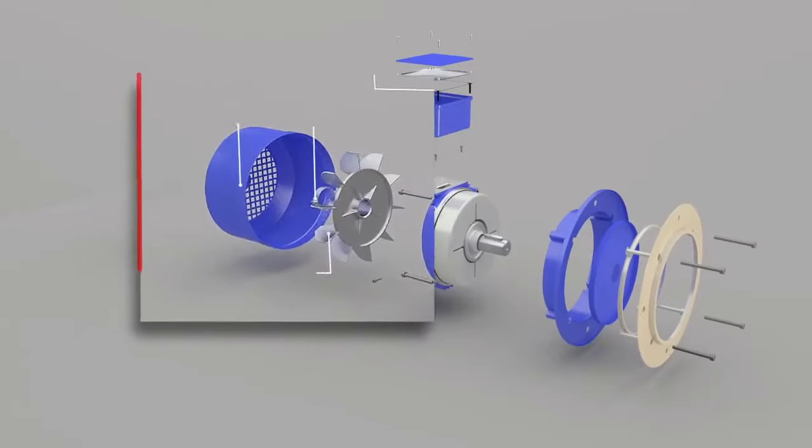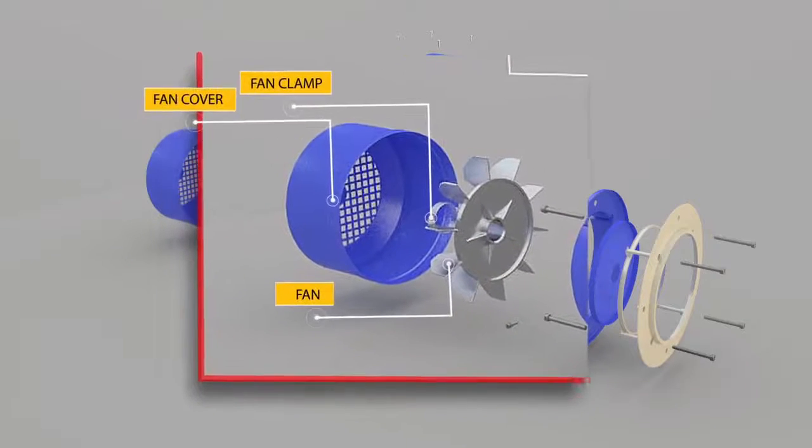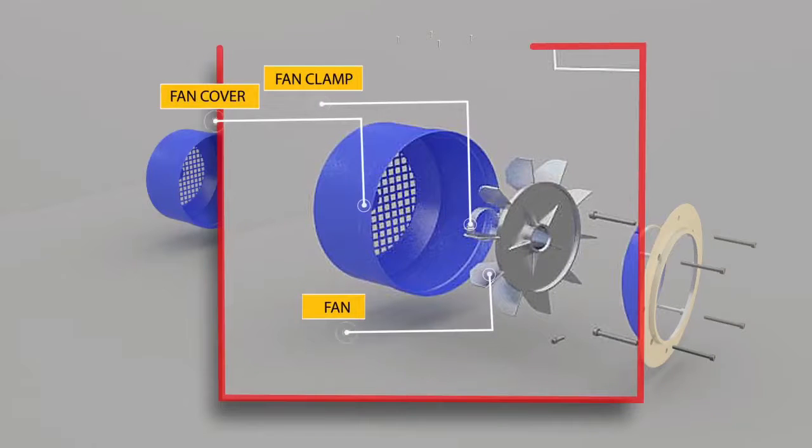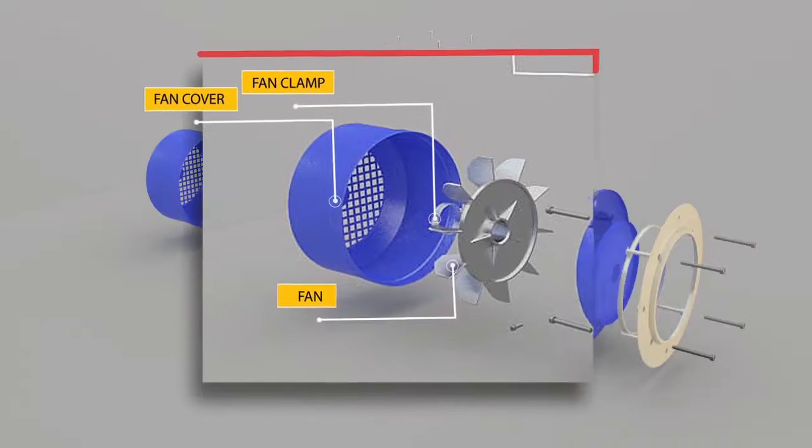The fan sucks air into the motor, blowing it around the outside of the case past the heat ventilating fins. If you've ever wondered why electric motors have those ridges on the outside, that's the reason. They're cooling the motor down. The fan cover prevents the fan from being damaged and the fan clamp is holding the fan on the rotor shaft in the right place.